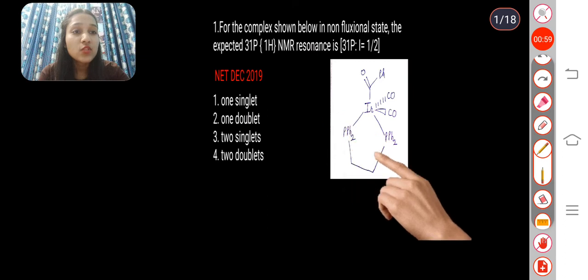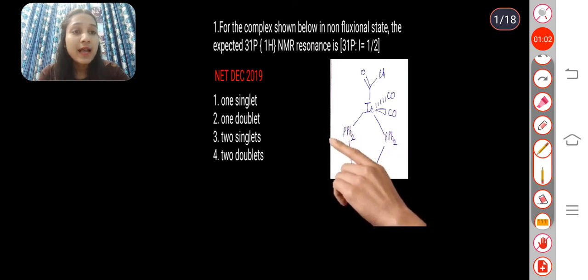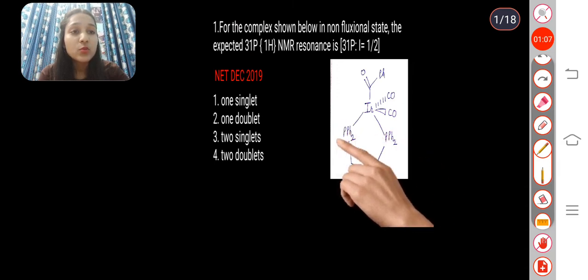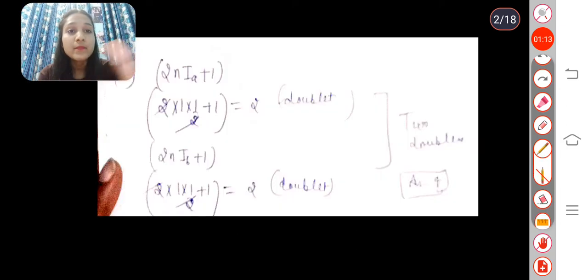2P. This is phosphorus and this is phosphorus. So signals come due to these two. This signal comes due to this P and this signal comes due to this P. So we have a total of 2 signals here. Let's calculate their multiplicities. The formula to calculate multiplicity is 2nI plus 1. Here, 2 into the number of phosphorus on one side, which is 1, into the nuclear spin, given as half, plus 1 is equal to 2. So it gives a doublet. Similarly, for the second phosphorus we have a doublet.